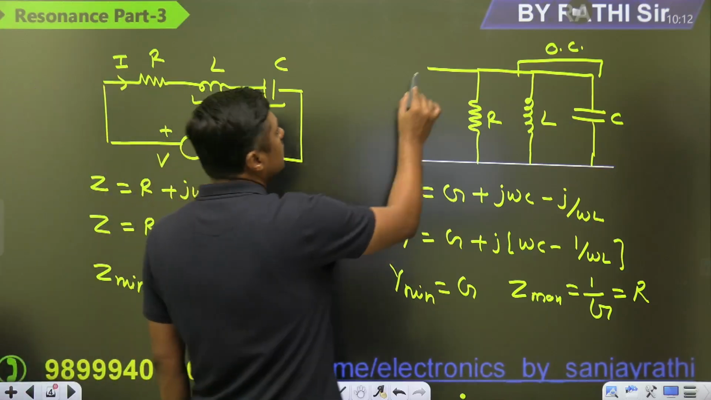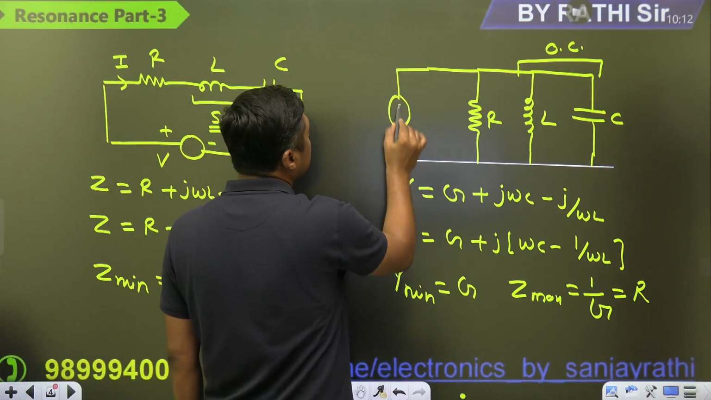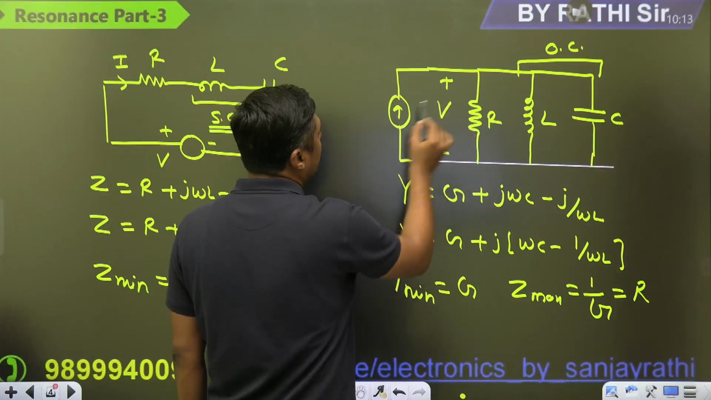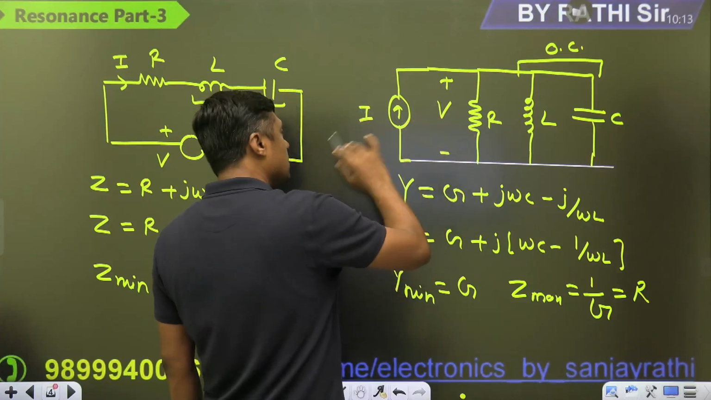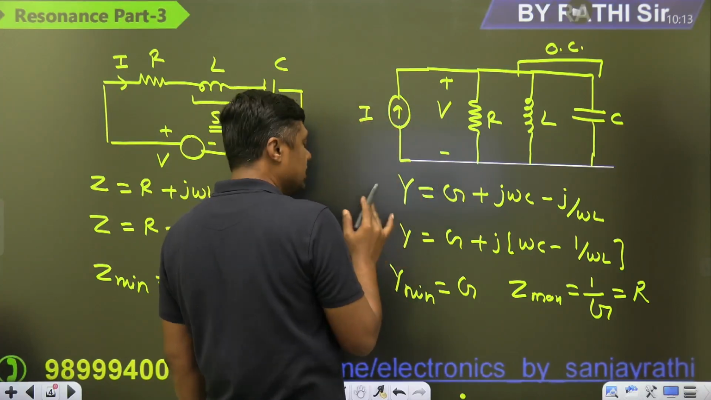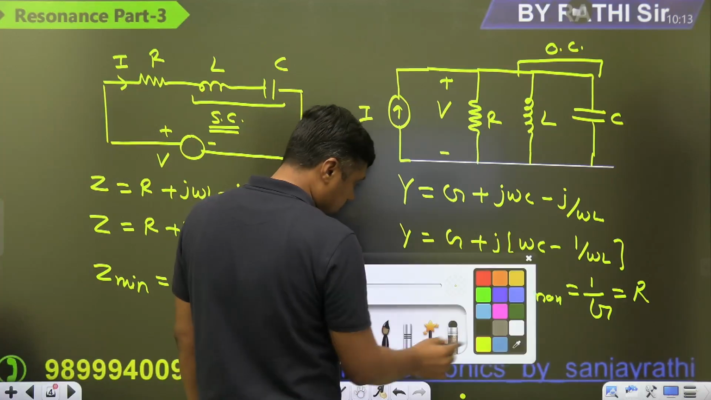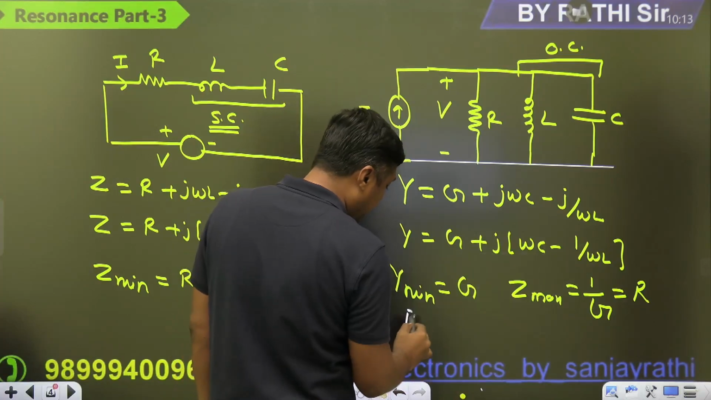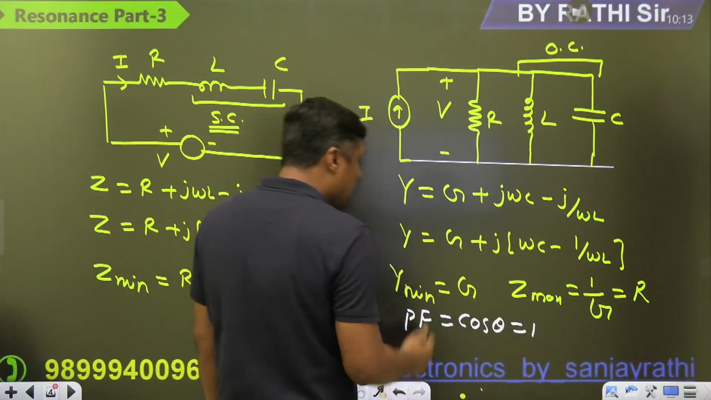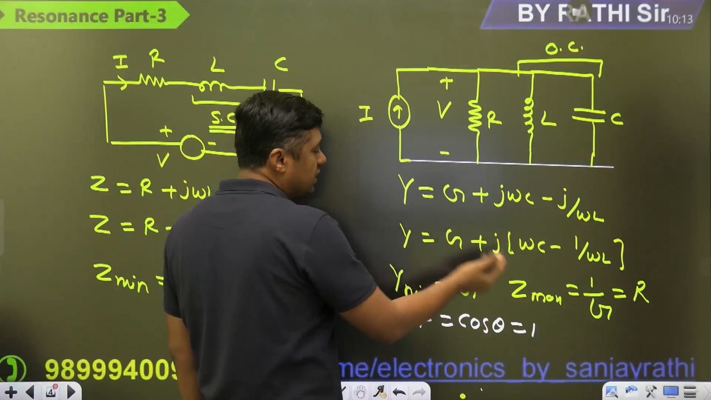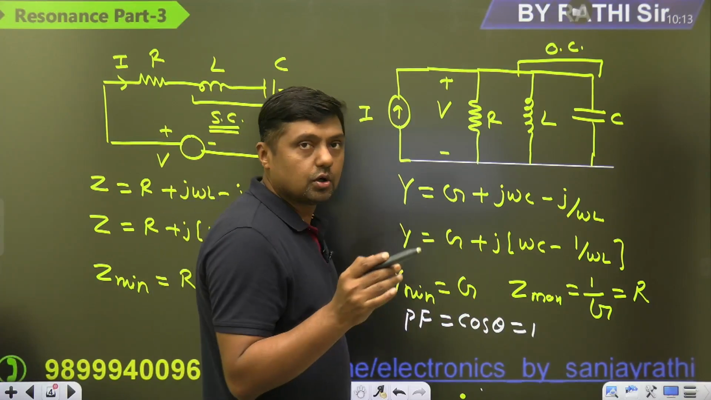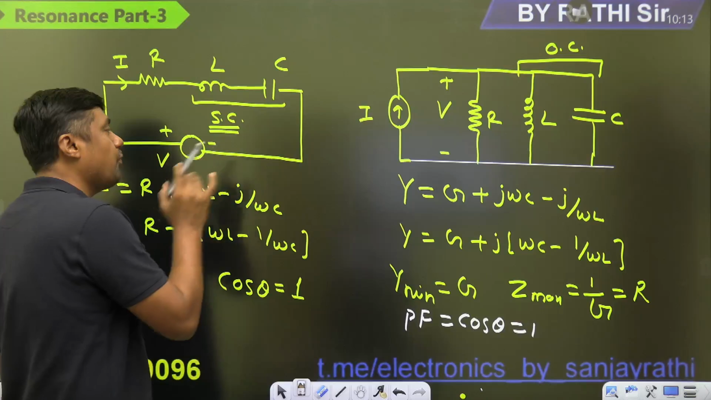Same logic here. We are applying the current here, and we are developing a voltage at this point. So what is the phase difference between voltage and current at the resonance? 0. And that's why again the cos theta, that is the power factor, is 1. Power factor is unity, and admittance is real part, and that's why the impedance has only real part. There is no imaginary part. Okay, so these are the important points.